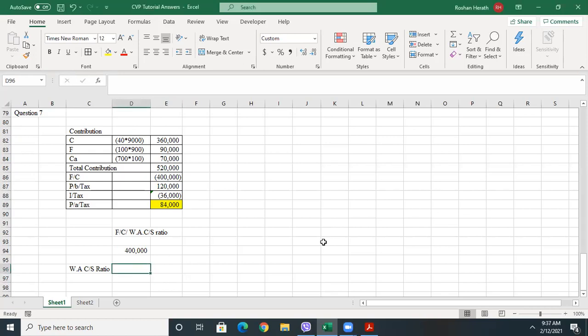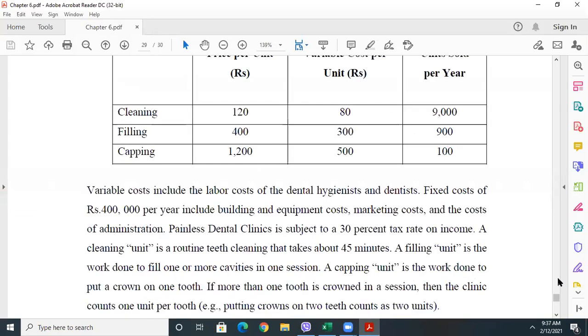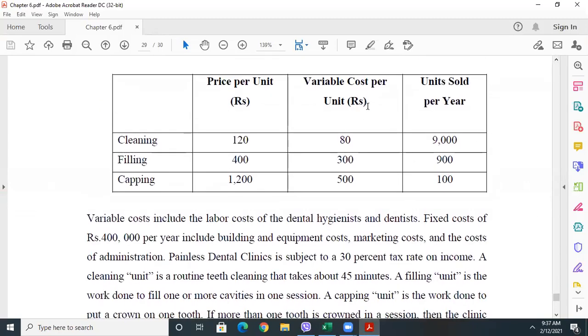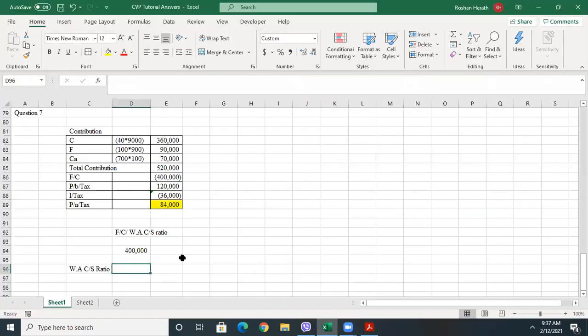Right. So let's look at the weighted average CS ratio, shall we? Okay. So you can get the sales, the price per unit is given, variable cost per unit is given. So therefore it's quite straightforward. So let's first work out the weighted average contribution.